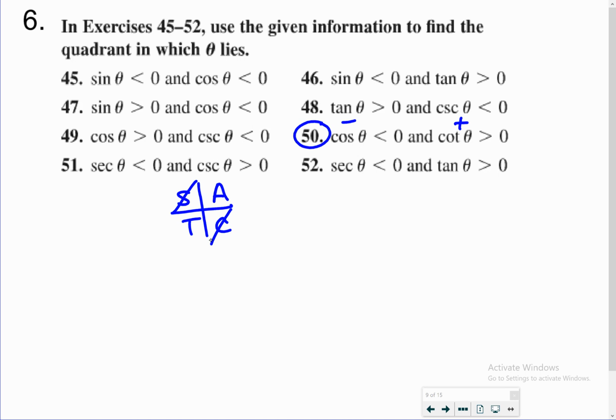Together, they count as the same thing. Like the S means sine or cosecant. And the C means cosine or secant. The reciprocals go together. And then if cosine is negative, am I in 1 or 3? 3. That's your answer.